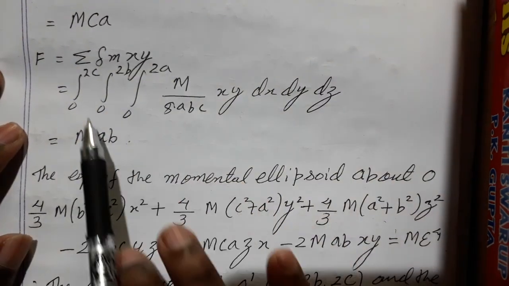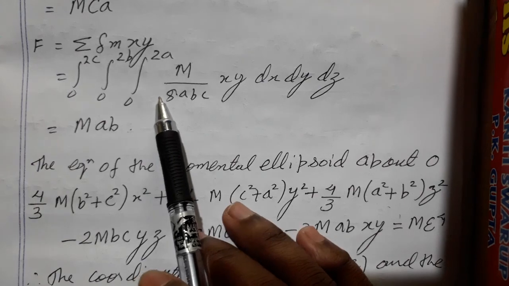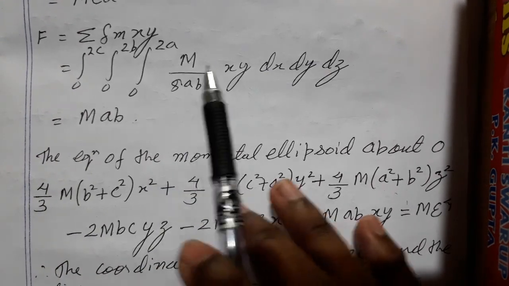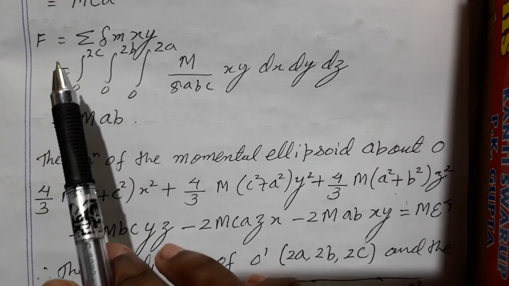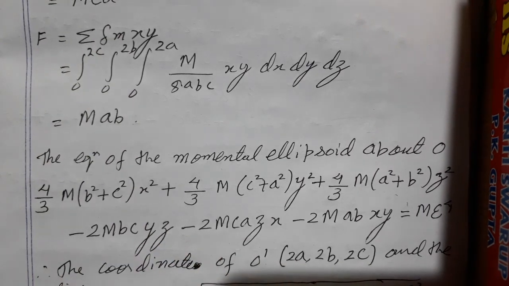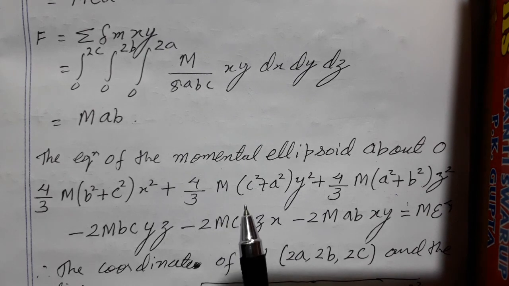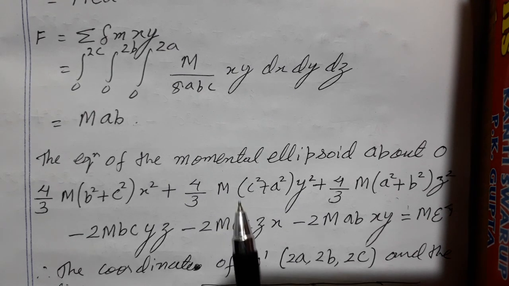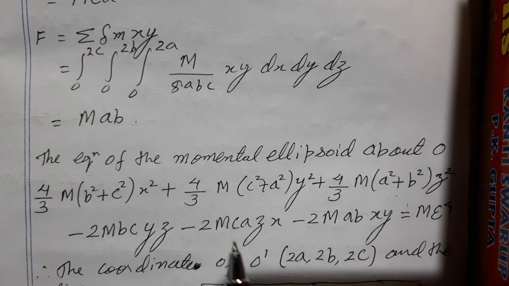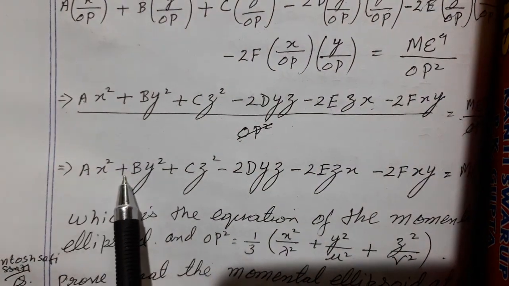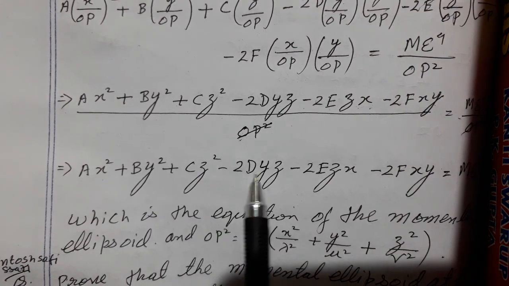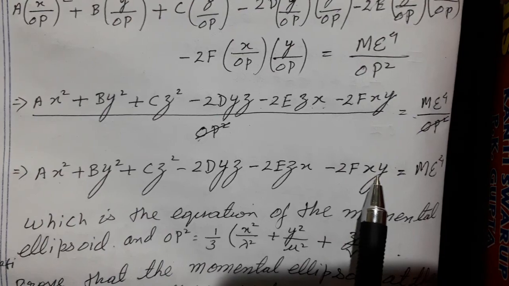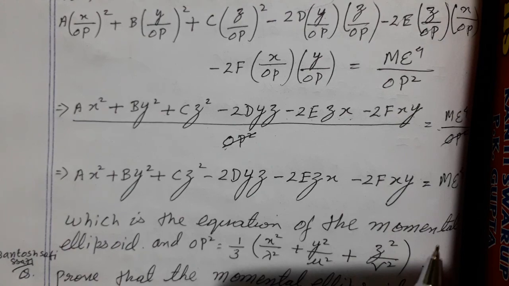You proceed in the similar manner as we did in the previous videos and the previous question to find all of A, B, C, D, E, and F. Now we find what they are asking, the equation of the momental ellipsoid. The equation is Ax squared plus By squared plus Cz squared minus 2Dyz minus 2Ezx minus 2Fxy equals M epsilon to the power 4. We are going to put the values of A, B, C, D, E, and F in this equation.